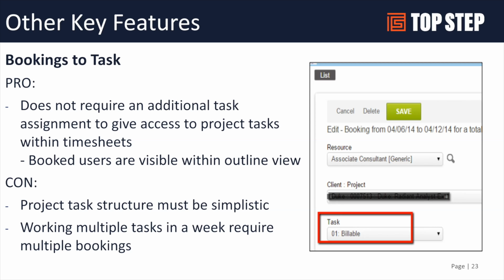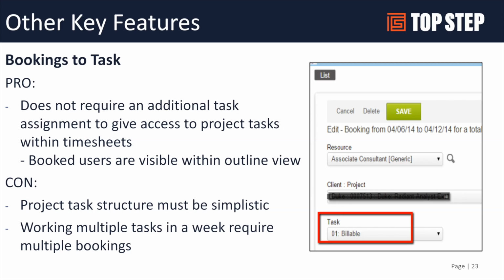When you do book to a task in OpenAir, the booked users are available in the outline view. Similar to assigned users in the outline view, you can see booked users in the view. You can also see the booked hours down to the task level next to the planned hours and the actual hours. So you do get a nice view of all the important data lines in the project this way.